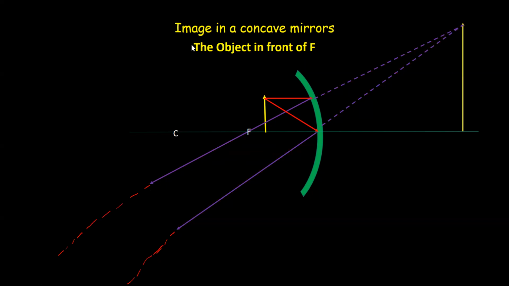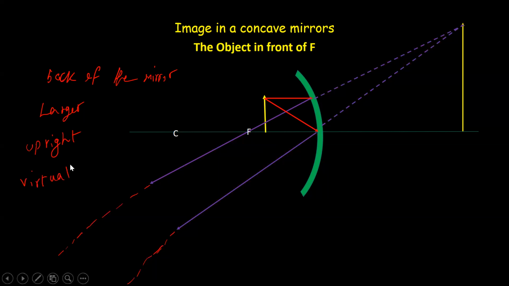So the properties of the image, as you can see, is at the back of the mirror, definitely larger, upright, but as it's at the back of the mirror, it's not a real image, it's virtual. So you can't have it on a screen, you see it in the mirror.